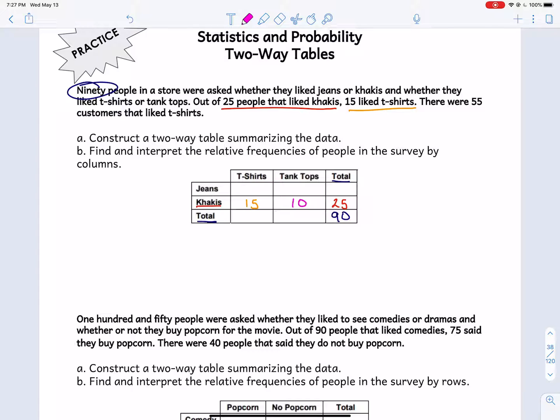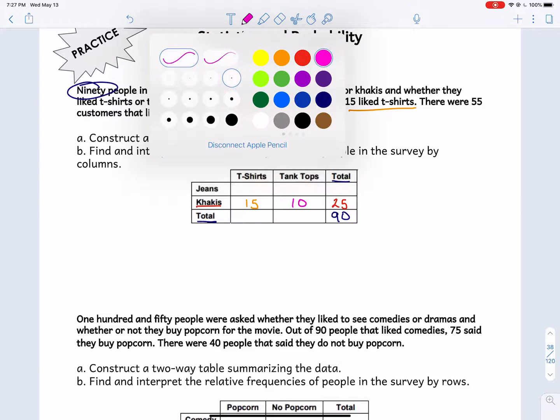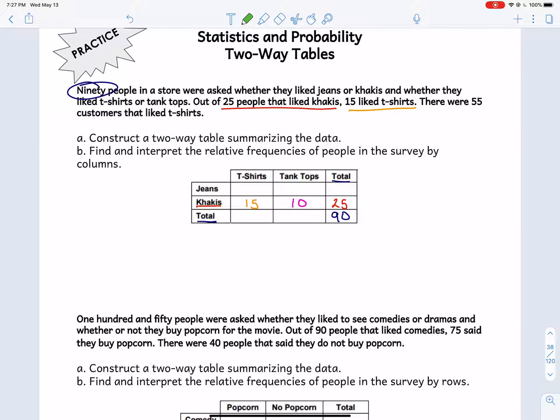Now, the next sentence says there were 55 customers that liked t-shirts. It doesn't say out of or anything like that. It's just, there it is. 55 people liked t-shirts. Okay, so where's t-shirts? So here's t-shirts. This is a column now. So 55 people liked t-shirts. It doesn't say how many of them like jeans or how many of them like khakis. So all we know is 55 people liked t-shirts.